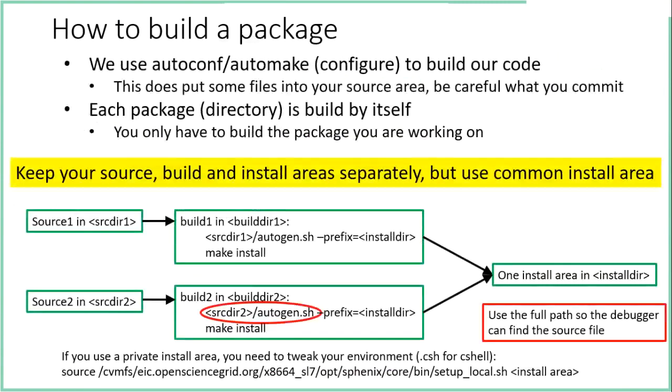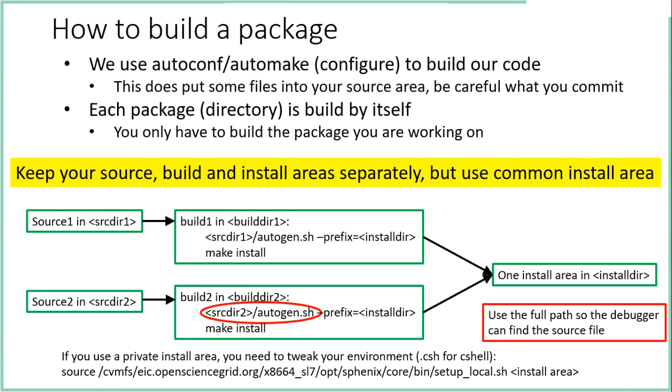Okay, now how do you actually build a package? So we use autoconf and automake. It's basically configure to build our code. Sadly, this does put some files into your source area. So you basically get the code, and then you run this autogen, and then you find a few files and directories in your source area which don't belong there. So that's a disadvantage. CMake does a better job on that one. Just be careful what you commit. If you say commit everything, then you get a bunch of auto-generated files in your commit. It's not a problem. They get overwritten. It just doesn't look nice.